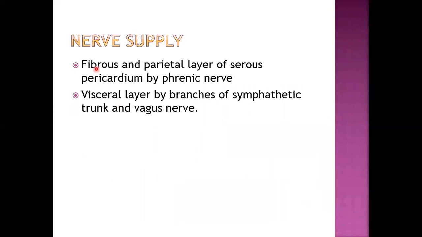The nerve supply of the different layers of the pericardium is different. The outer two layers, the fibrous layer of the pericardium and the parietal layer of the serous pericardium, are supplied by the phrenic nerve, which has a root value of C3, C4, and C5. While the visceral layer of the serous pericardium, which lines the wall of the heart, is supplied by the sympathetic trunk and branches from the vagus nerve.